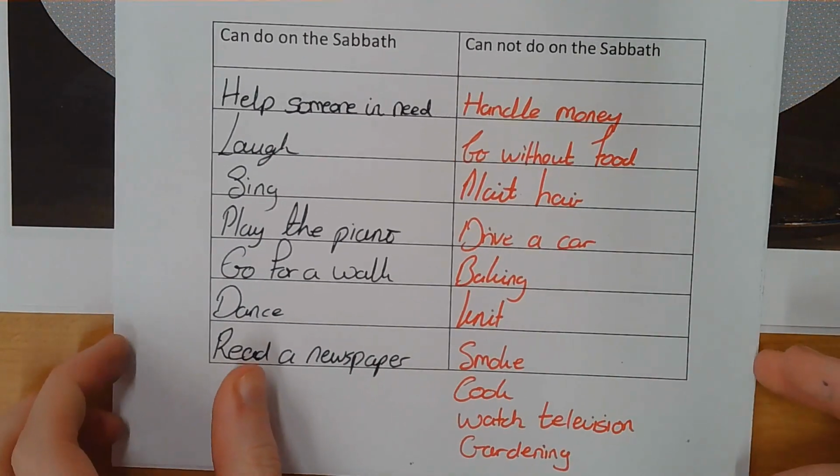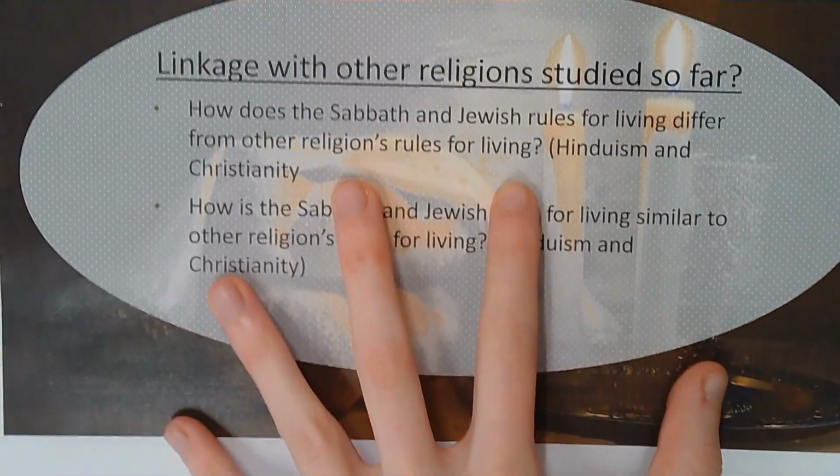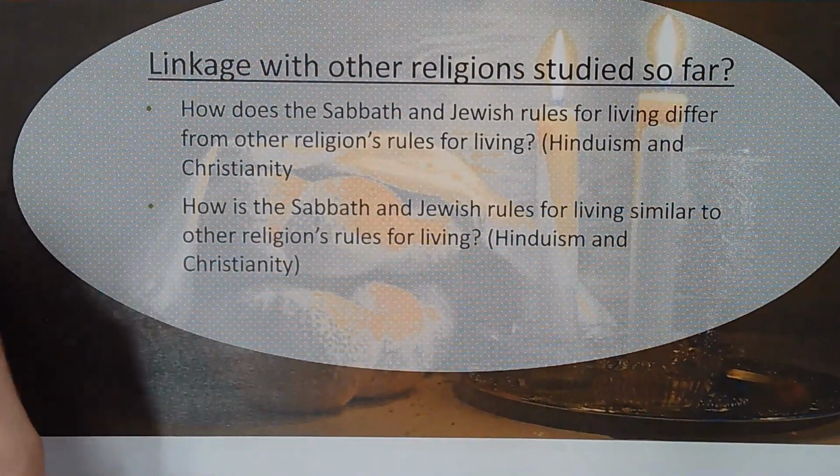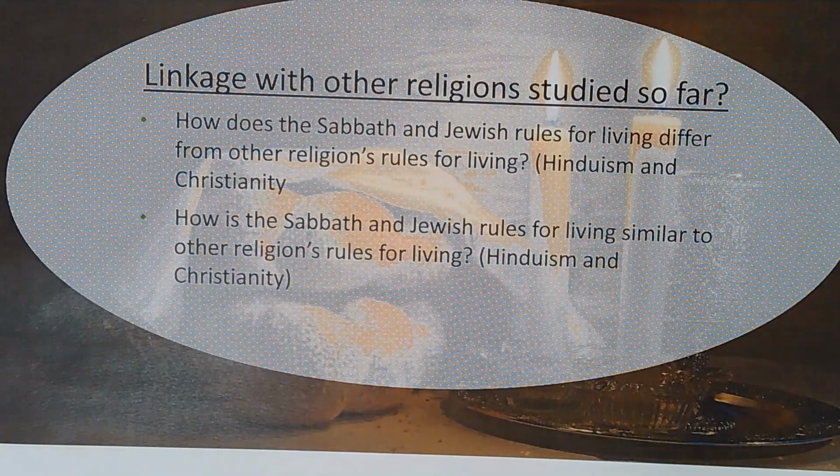Okay, the final thing we're going to do, or 2 things we're going to do, we're going to quickly look at how Judaism, its rules for living, link with Hinduism and link with Christianity. So again, you do not need to write anything down. The only thing you've had to write down today is your do now and your independent work, and you can do a quiz later on, giving you the option whether to write that down or not. Right now you do not need to write anything down, but you need to think about how the Sabbath and Jewish rules for living differ from other religions' rules for living, Hinduism and Christianity.